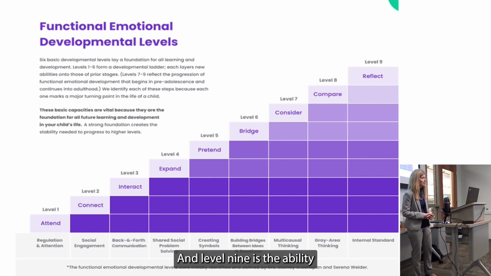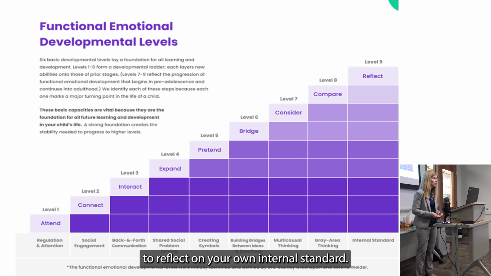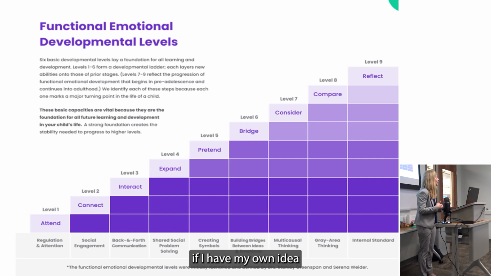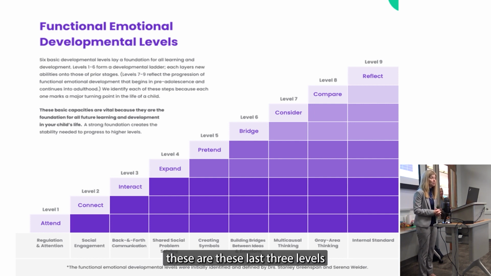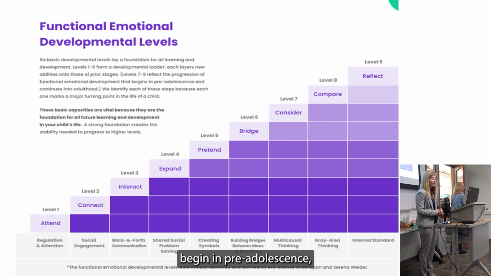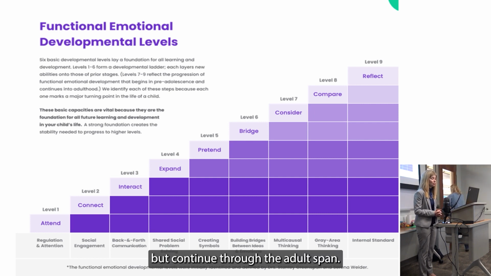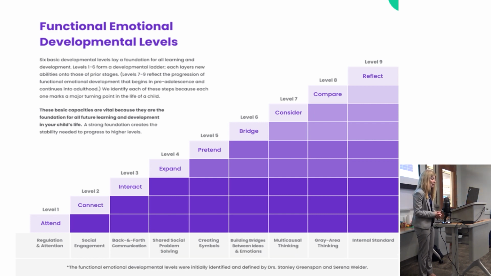And level 9 is the ability to reflect on your own internal standard. So it doesn't matter if everyone in this room thinks one way. It's okay if I have my own idea because it's based on my own internal standard. So again, these last 3 levels begin in pre-adolescence but continue through the adult span.